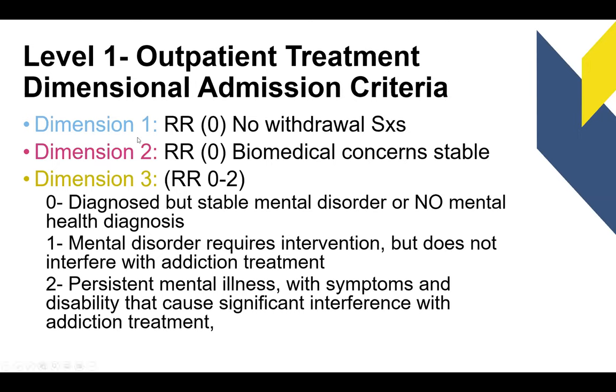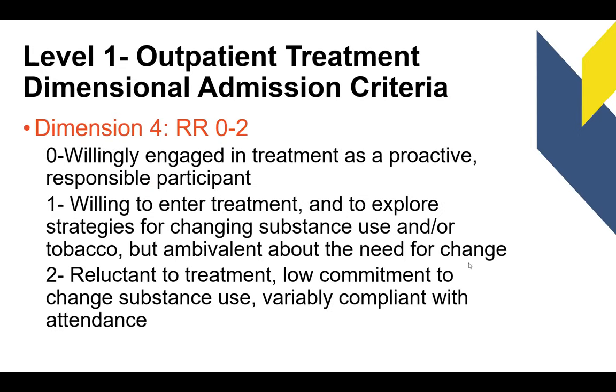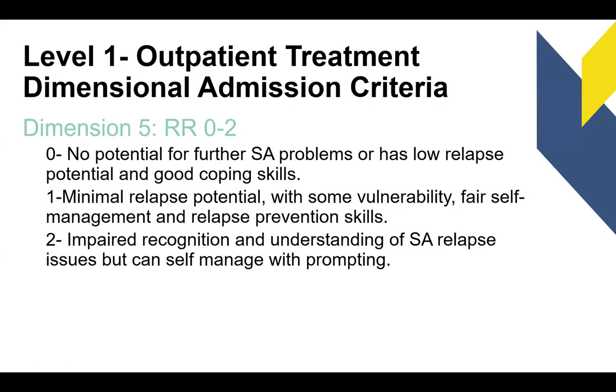You can see the risk ratings in dimensions one and two are likely going to be zero. So they're stable or at no risk. Dimension three, the emotional, behavioral, or cognitive condition, you might see risk ratings from zero to two. This again is for level one outpatient services. Dimension four, their readiness to change, could fluctuate. I could make a case for maybe even a three, but you're likely going to see zeros, ones, or twos in those risk ratings for an entry-level outpatient individual who has presented this information at the time of their assessment.